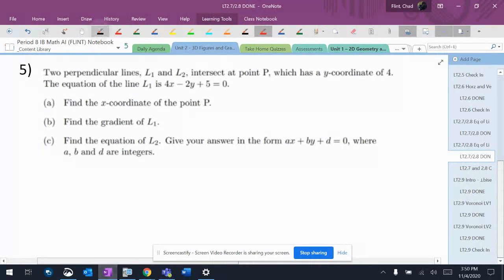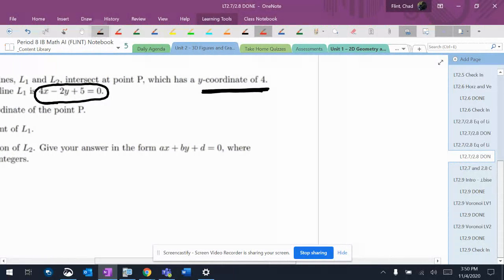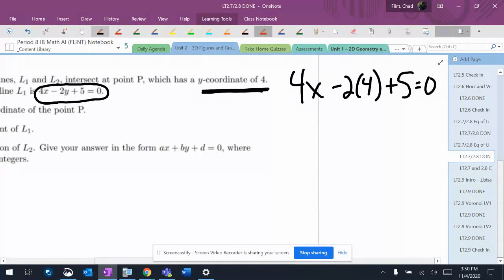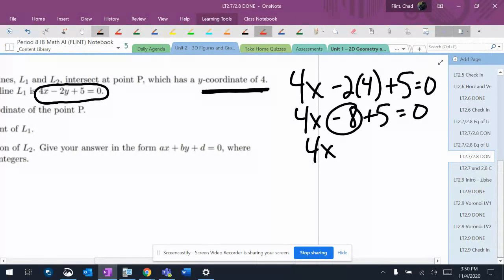All right, so again, what they're testing here is, do you understand that if you have the equation of a line and you have one of the coordinates, you can get the other coordinate because you can plug that in. So what I'm supposed to do to get the x coordinate is plug that 4 in for y, it's the y coordinate, and then solve for x. Okay, so that's going to be 4x minus 8 plus 5 equals 0. That's 4x minus 3 equals 0. Plus 3, plus 3.